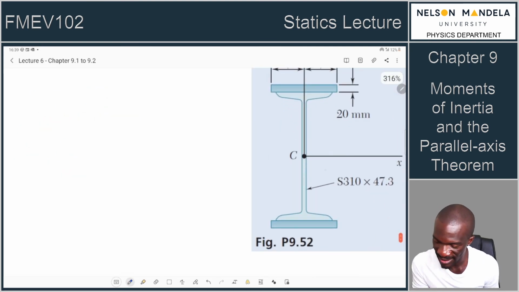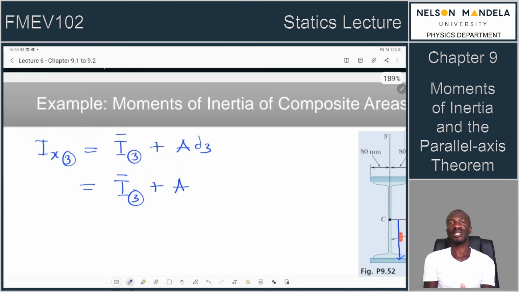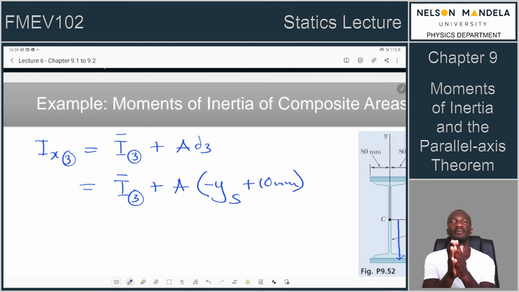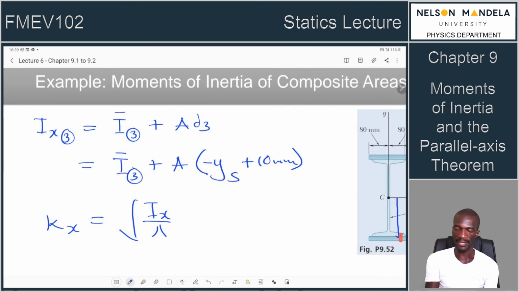What is the D? The D is from there all the way to half its thickness. So they said these are identical plates. These are 220 millimeter plates. So it means you're going to have your Y, it's now in the negative direction, your YS, let's assume it's exactly the same, plus 10 millimeters. And then you can now add these up, get your total, then you get your radius of gyration by what? By the square root of IX over A.